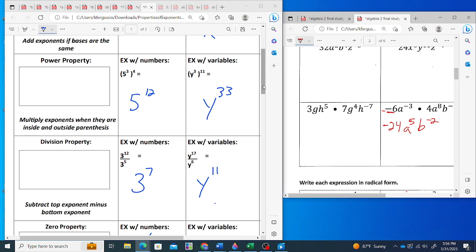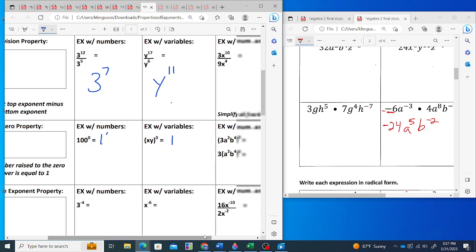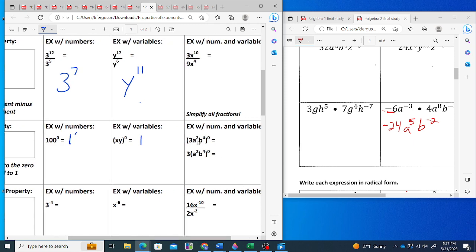So let's get to these other ones. Zero property is easy. Anything to the zero power is 1. So if you got parentheses and you got something to the zero power, it's still 1. So when you got a problem like this, 3a squared b to the fourth, all taken to the zero power is 1, I'm done. But see if you got something like this, where I've got something inside parentheses that's to the zero power, but the 3 is on the outside. All of this is 1, but that 3 is on the outside. So that's 3 times 1, or 3. So you want to be careful about stuff like that. Okay.